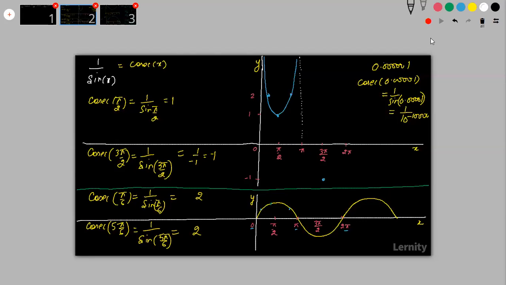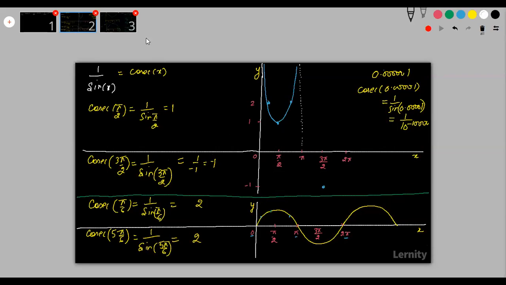Okay. So everybody understood this? First you copy these two parts. First you copy this slide and the second slide. For values between 0 to pi we are drawing.